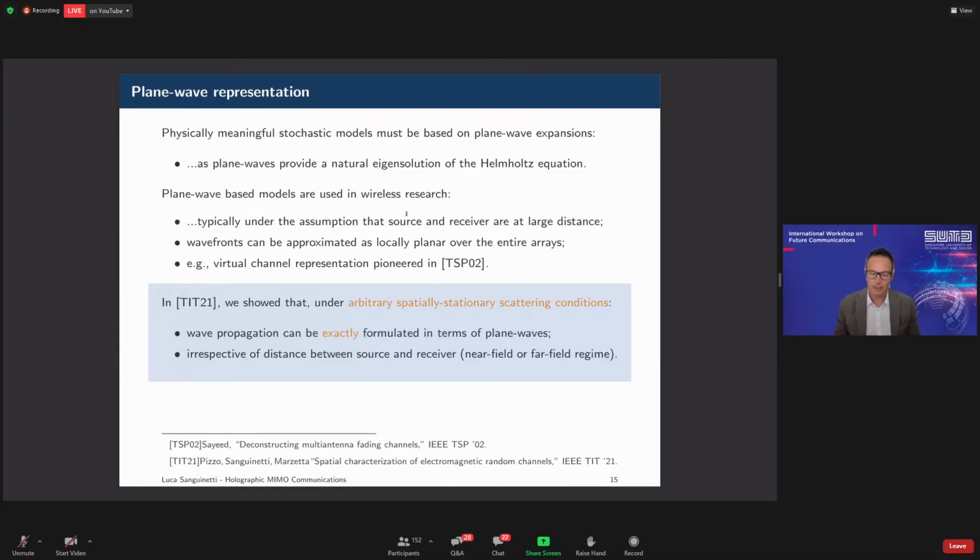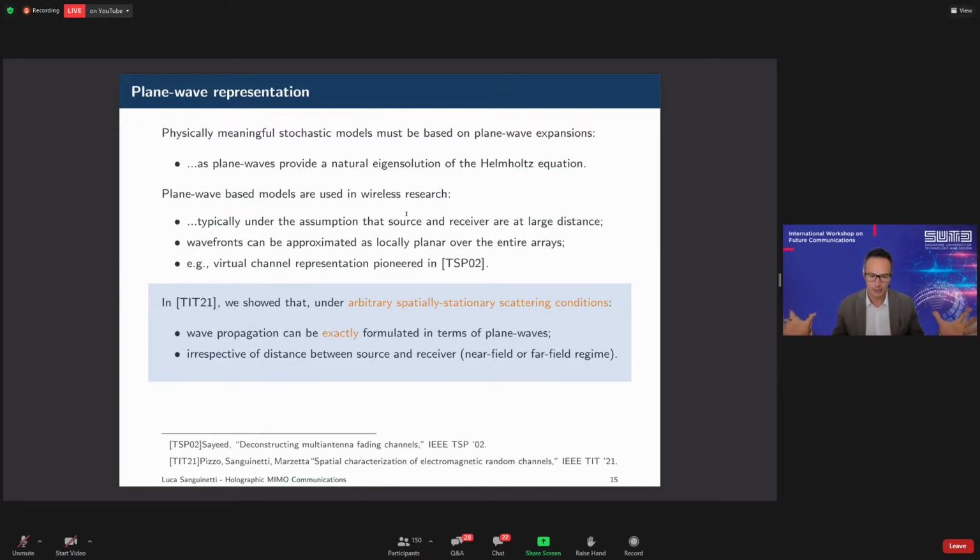So the starting point is this observation: any physically meaningful stochastic model must be based on plane wave expansions. Why? Because the plane wave expansion is a natural eigensolution of the Helmholtz equation, which is what is driving electromagnetic propagation. Now, plane wave models have been used in the wireless literature, but they have been developed under the assumption that the source and receiver are very far away. In this case, you can approximate the wavefront as approximately planar over the entire array. This is the far-field approximation that I have talked about before.